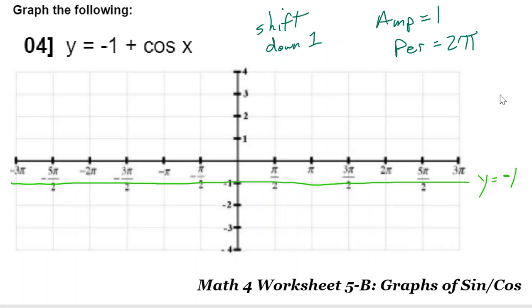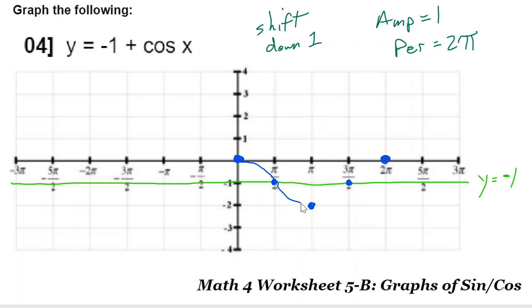All right. Now, cosine means that we're not starting at the center. We're starting at the top of the amplitude, which right now the amplitude is 1. And we're going to finish up here at 2 pi. And that is 1 above, and we're going to go 1 below. Get the halfway point.